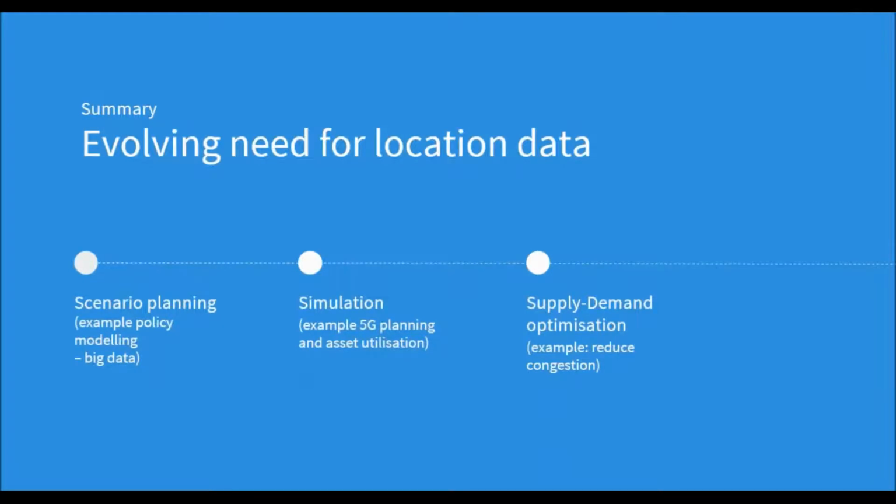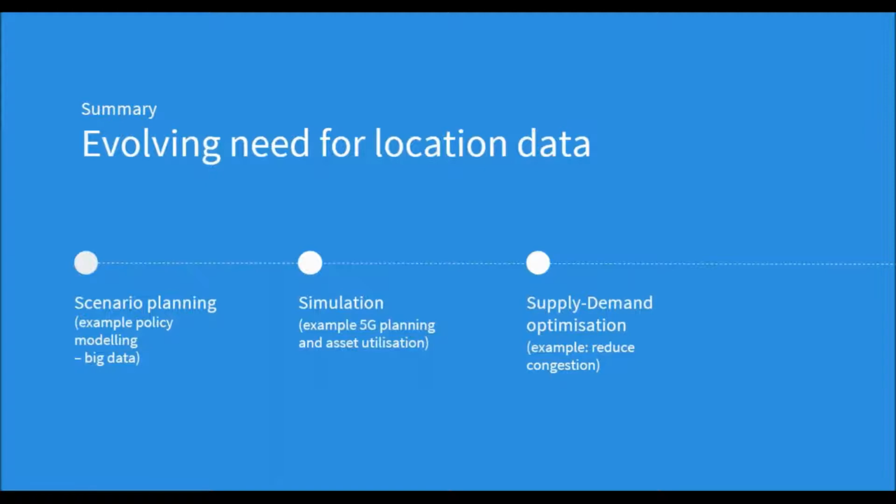So I think there's an evolving need for location data, and the way that the data together with services are used probably falls into three different areas. The first of them is scenario planning. Having data at your fingertips, it should be possible to model, for instance, the effect that a policy might have in the future. And with scenario planning, I think we're going to move away from evaluating 1 or 2 or 3 scenarios into a much larger number of scenarios going forward. And with that, we are moving into a big data world.